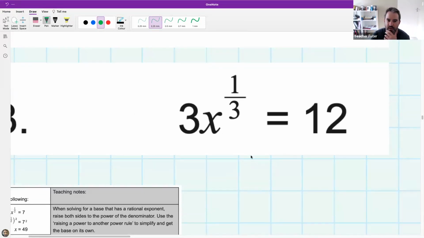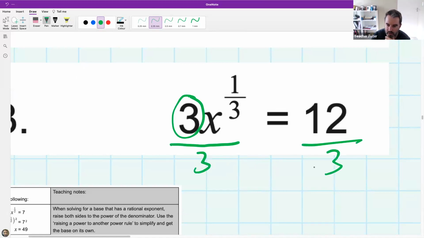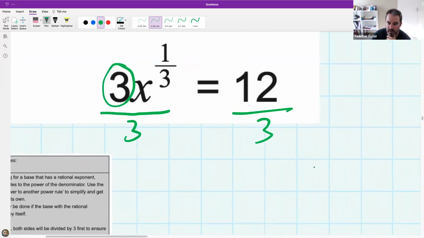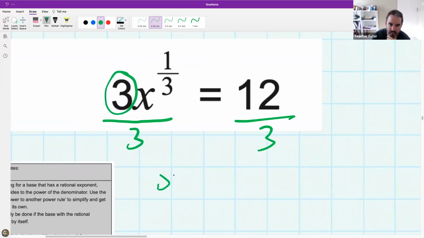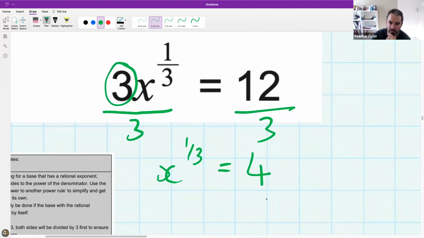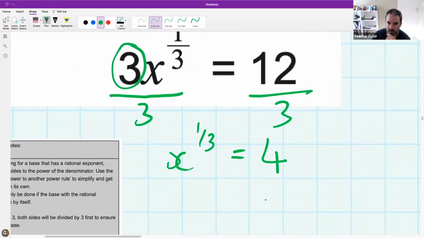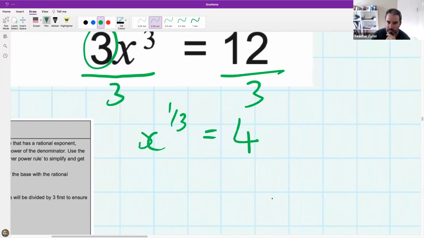The first step, we should remove the number in front of the x. Yes, the 3. So we're gonna divide what we do on the left hand side, also on the right, and then it's gonna give us 1x alone. So it's gonna give us 1x to the third, and then it's equals to 4. Perfect.